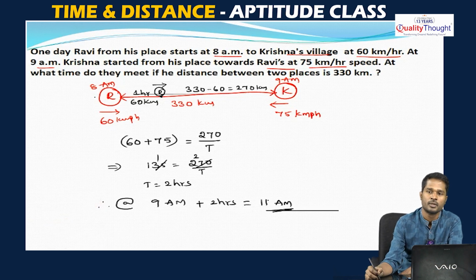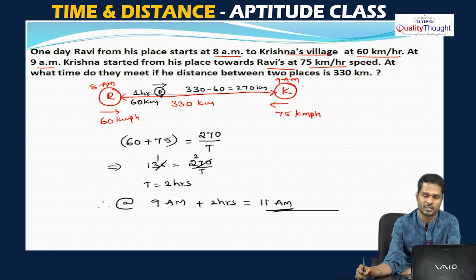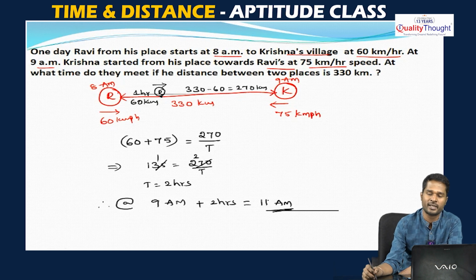The question is simple. Ravi started from his place to Krishna's place at 8 am with the speed of 60 kilometers per hour, and after 1 hour Krishna started from his place to Ravi's place at 75 kilometers per hour. After 1 hour Krishna started, that means in this 1 hour Ravi travelled 60 kilometers. So when Krishna started to Ravi's village, the distance between them was only 270 kilometers. As both are moving in opposite directions, take the relative speed, that is 60 plus 75, equal to distance 270 by the time we require.